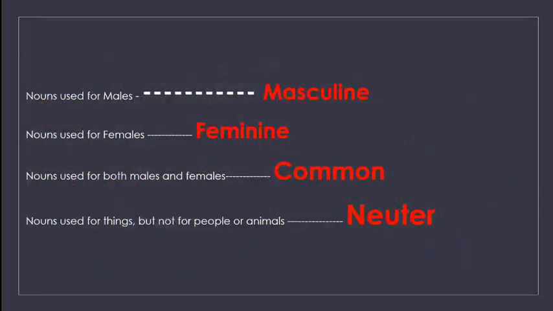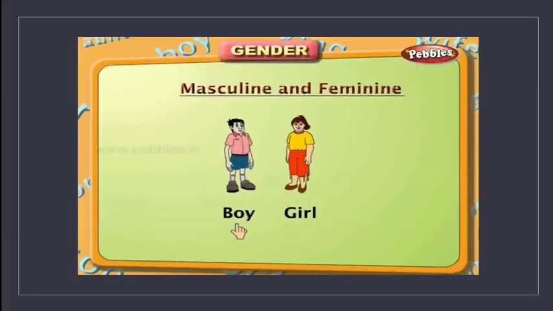So let's revise one more time. Nouns used for males are called masculine gender. Nouns used for females are called feminine gender. Nouns used for both males and females are called common gender. Nouns used for things but not for people or animals are neuter gender. So, masculine and feminine gender. Masculine gender is a boy, feminine gender is a girl.